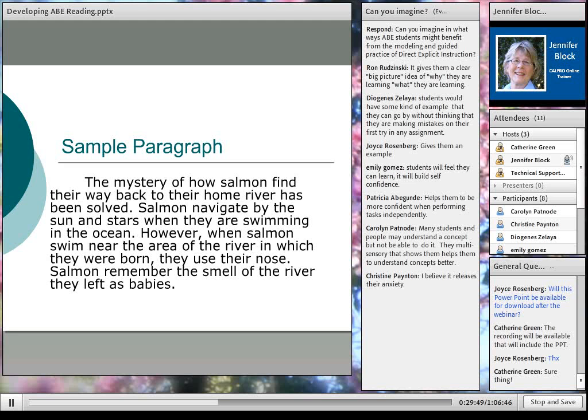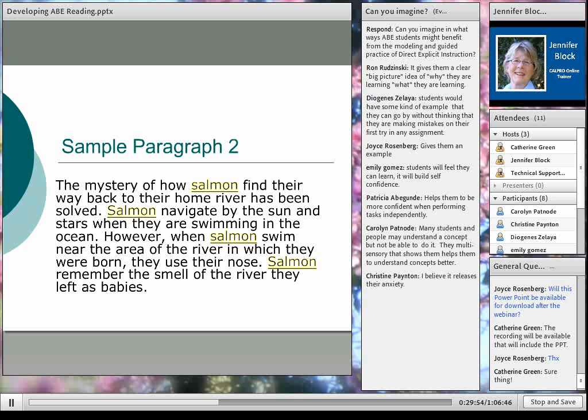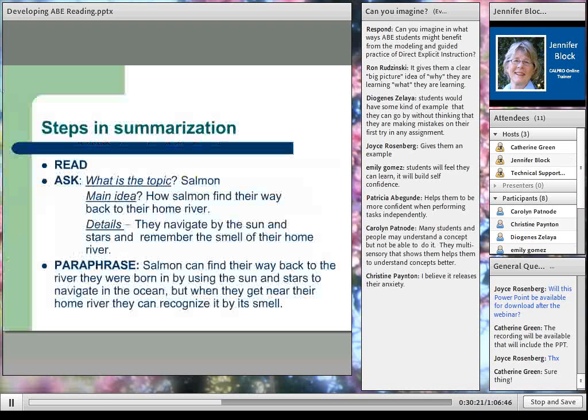And how do you help them find the topic? And again, you might do this as a think aloud when you were doing direct explicit instruction and modeling this. You go, well, we found the word salmon. Every sentence is about salmon. Salmon, salmon, salmon, salmon. This must be about salmon. That must be the topic. All right. That's one way. What is the most common noun used in the paragraph? Sometimes they know this instinctively, but it is something to point out to them as well.